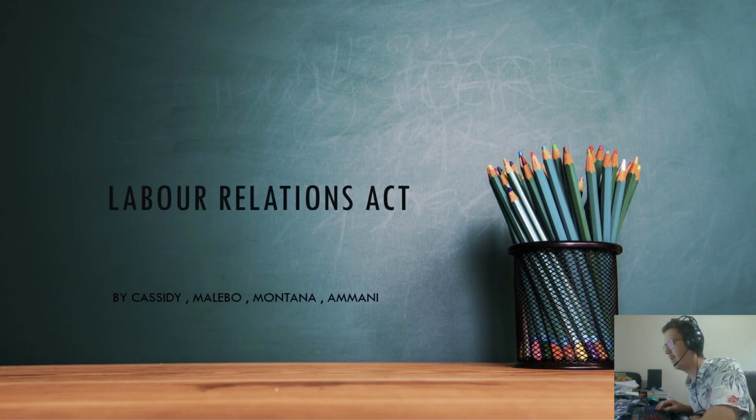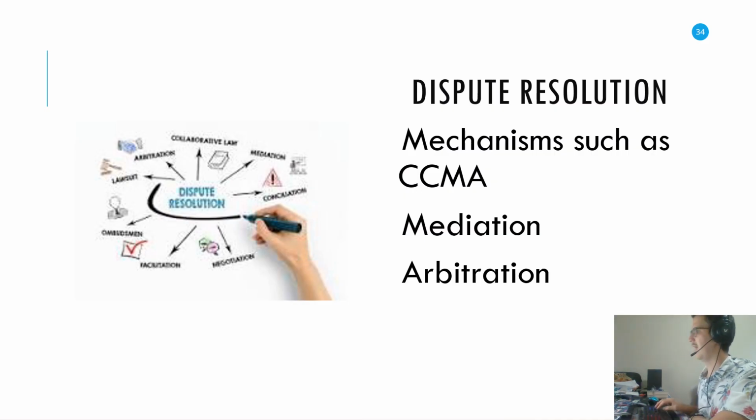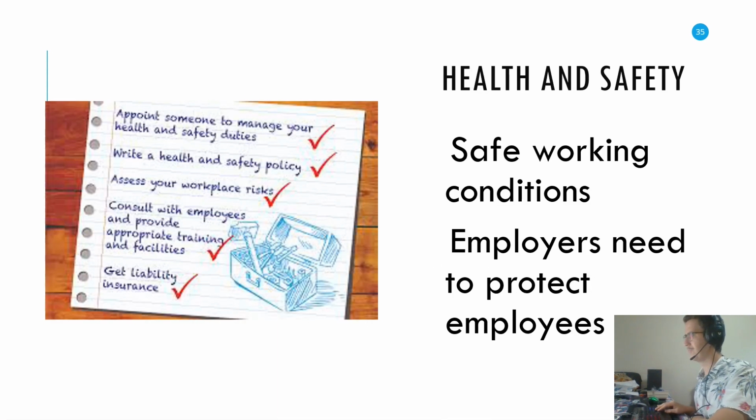Okay, then you have your Labor Relations Act done by Montana and team. So your Labor Relations Act is things like mediation, arbitration. Okay, conciliation is when you come together and you start talking, but the person doesn't get involved. Mediation is when the actual person from the CCMA starts talking. Arbitration is them telling you what to do.